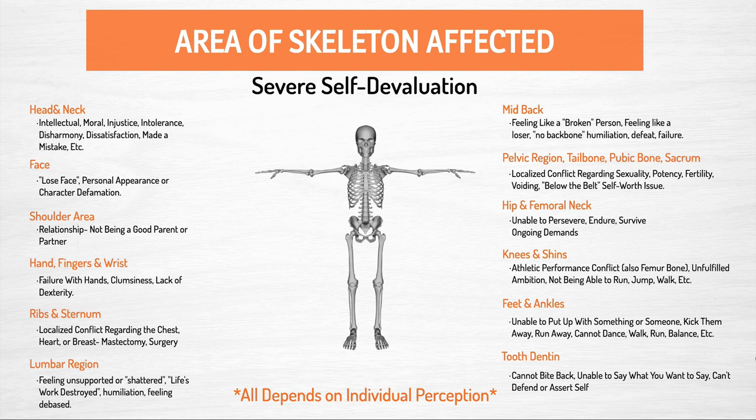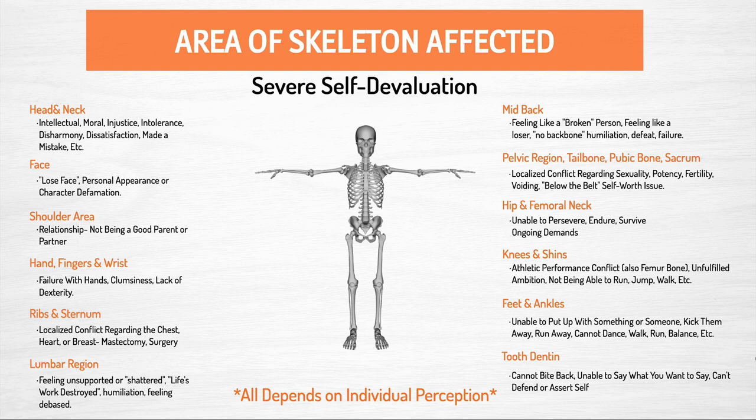an injustice. So perhaps you lost a court case and you felt like this was absolutely unfair, this type of injustice conflict, an intolerance, some type of disharmony, dissatisfaction. If you made a mistake and you're beating yourself up for feeling foolish or doing something that you didn't think was smart, that would affect the head or the neck. The face and the bones of the face could be a scenario where you felt like you lost face, where you were humiliated or embarrassed by some situation, your personal appearance, or perhaps a character defamation.